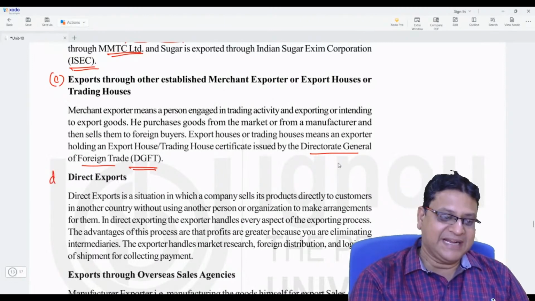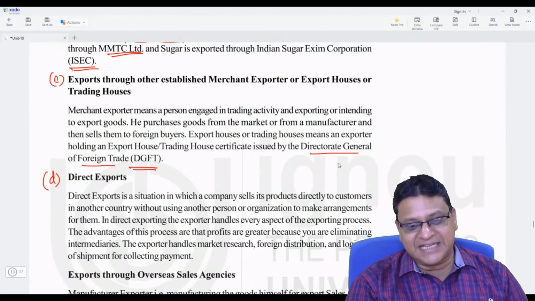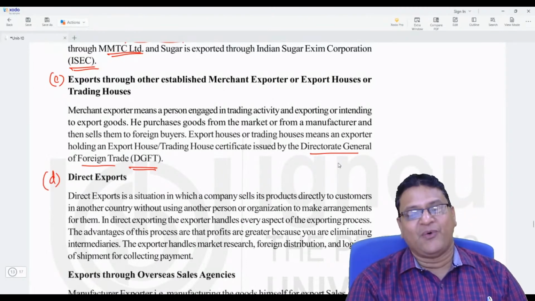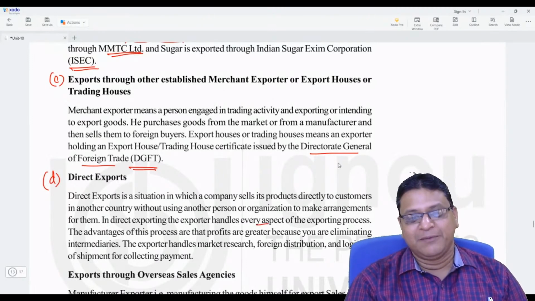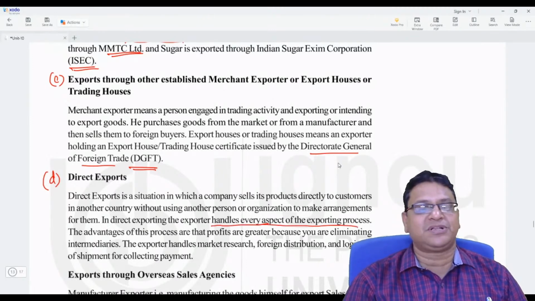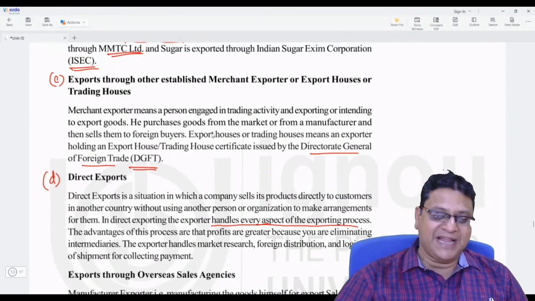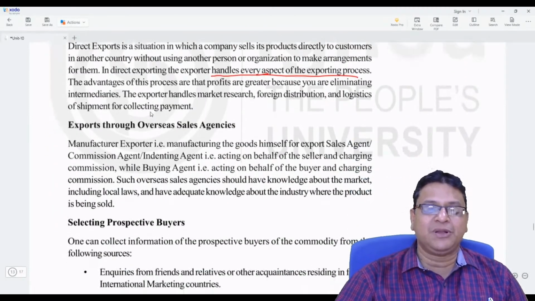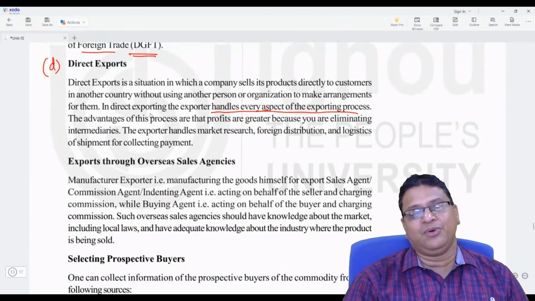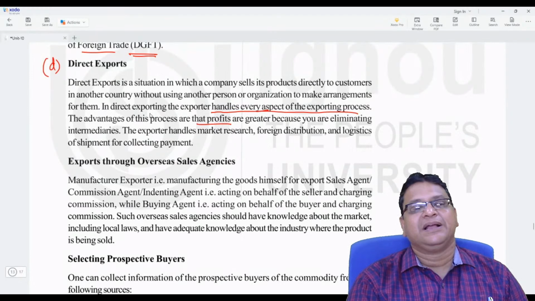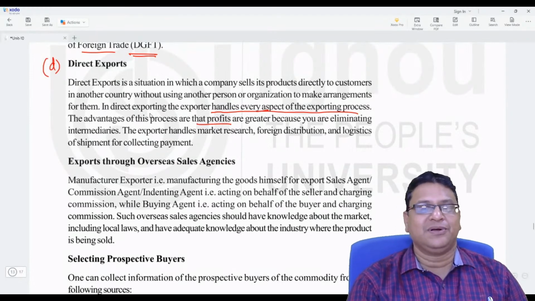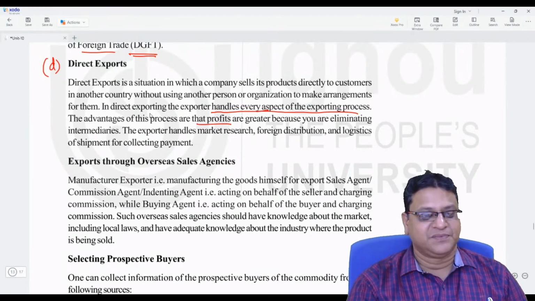Then direct export. In case of direct export, you eliminate all these fees, but you have to handle all the formalities of export by yourself. In case of direct export, the fees will be waived. You do not have to share your profit with some intermediary, but the risk is more.